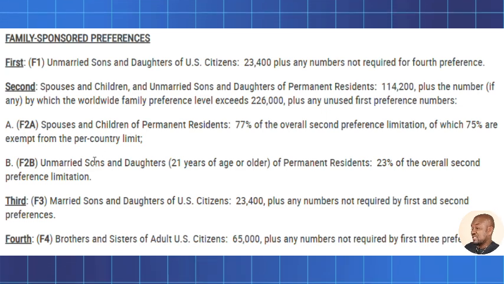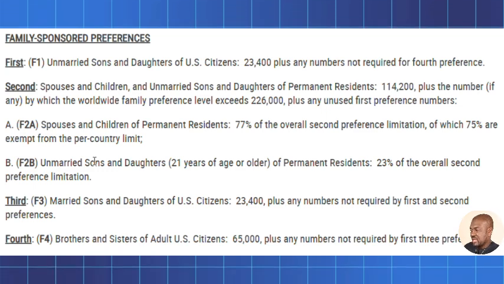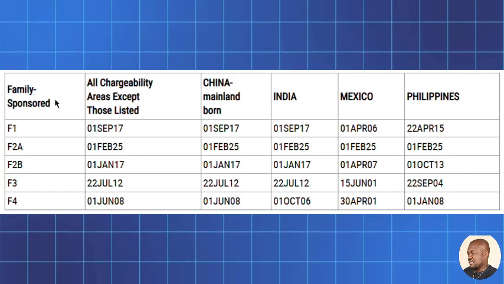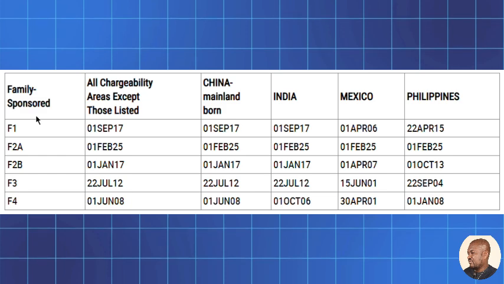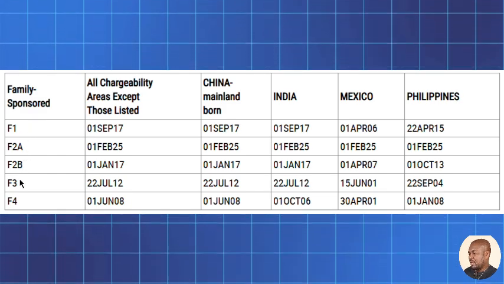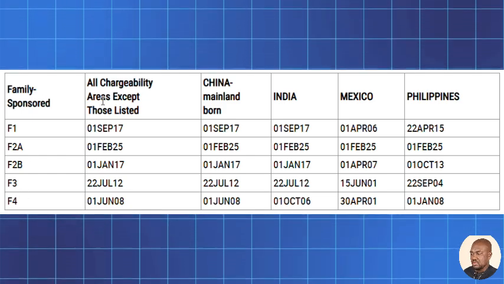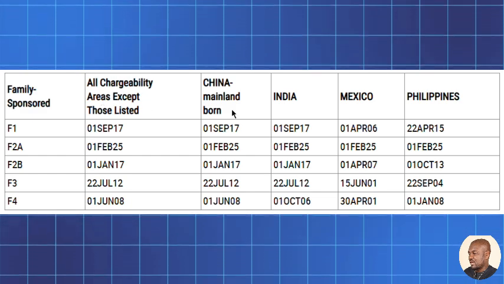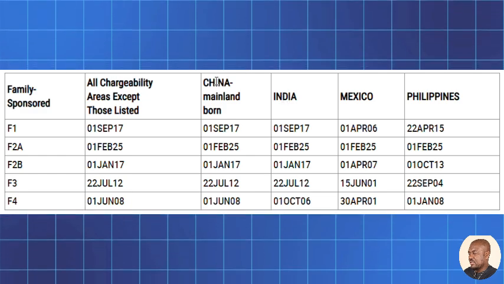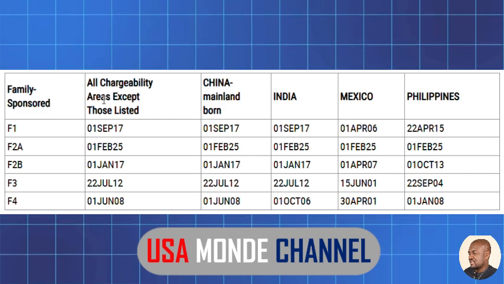Now let's move to the Dates for Filing chart so I can show you the cutoff dates and also how you're going to read the chart. So guys, this is the Dates for Filing chart. We have the F1 category, F2A, F2B, F3, and F4. Also on top over here, you'll notice we have different countries: the Philippines, Mexico, India, China mainland born, and also a section that says all chargeability areas except those listed.